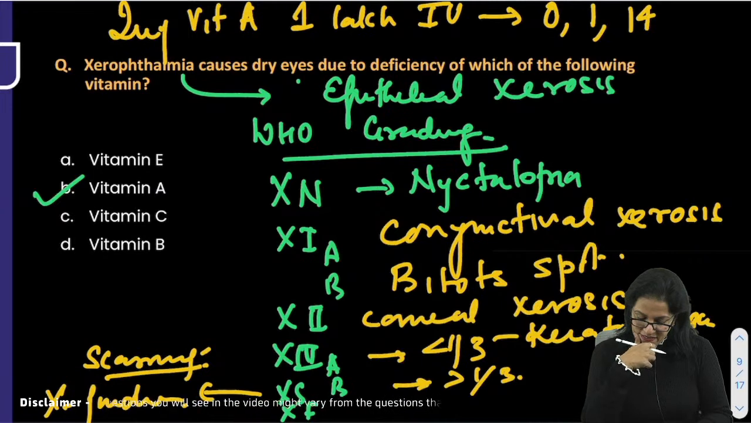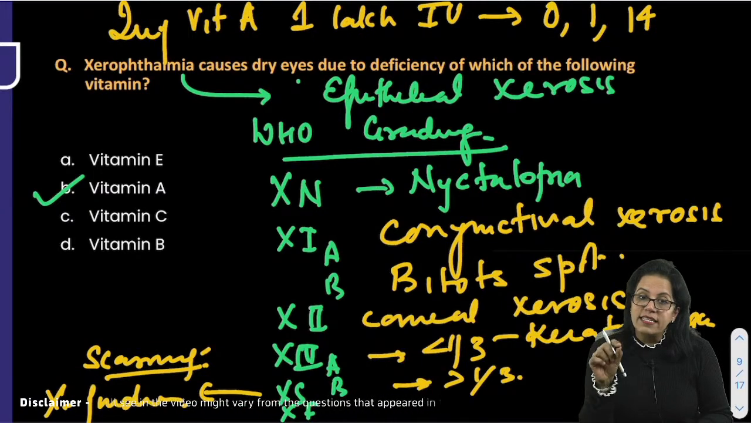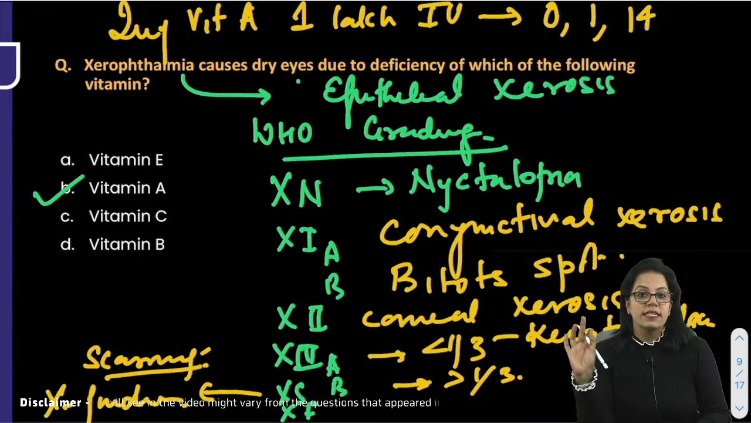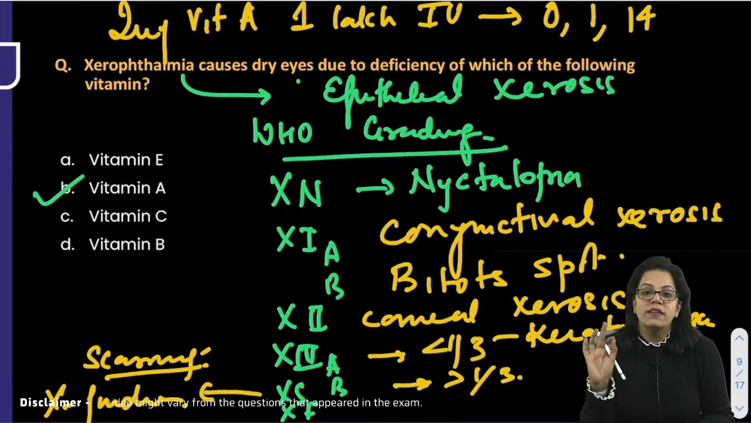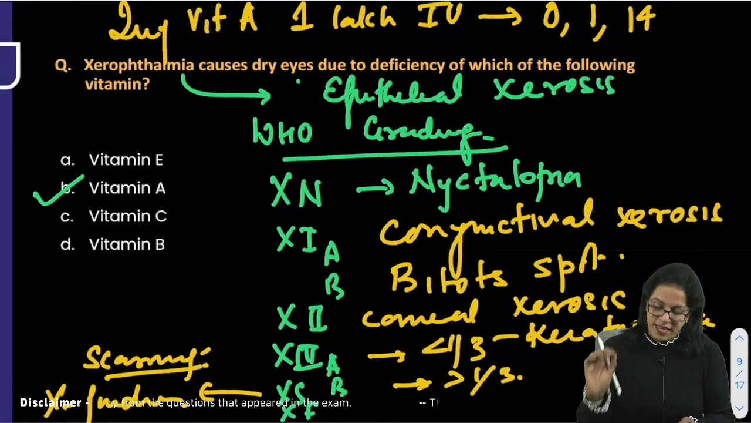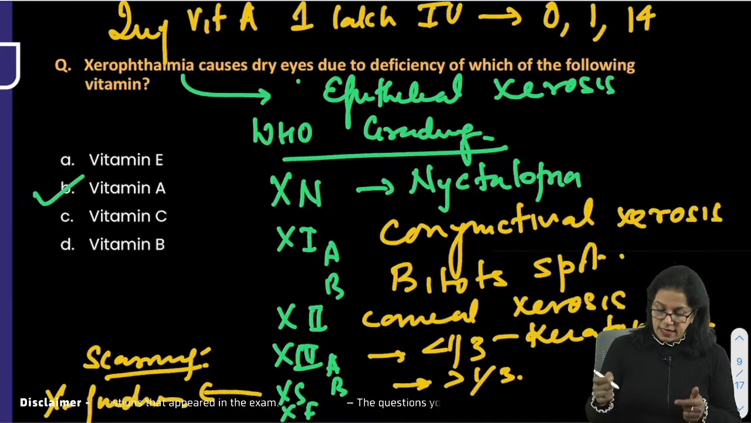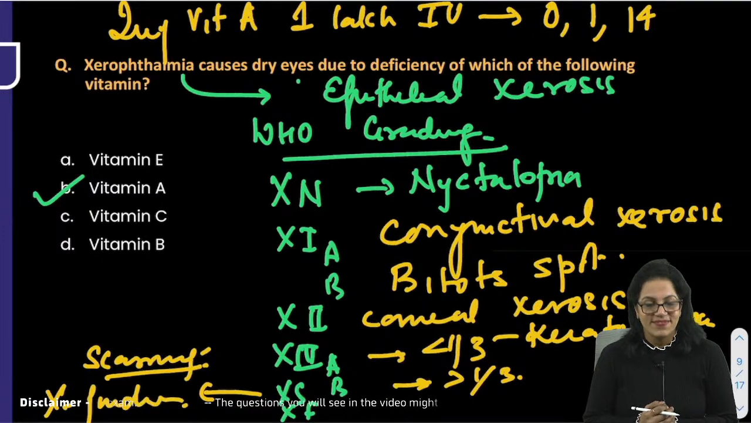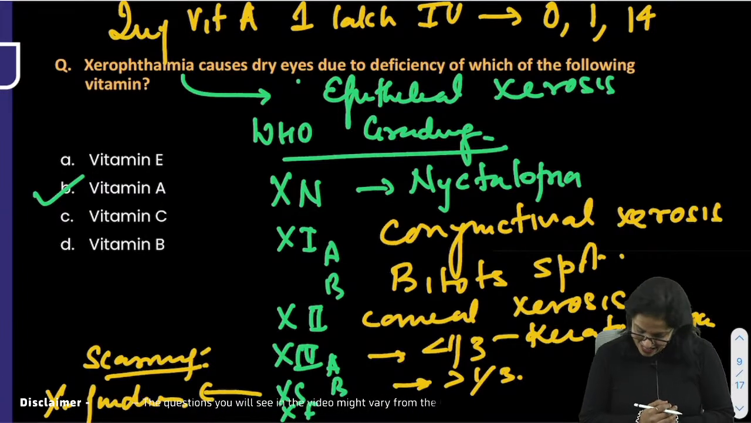So anyway, injectable less than 1 year, you should say 50,000 instead of 1 lakh. 50,000 international unit at 0, 1 and 14th day. Okay? And if I am giving oral, then this one will become 2 lakh, that one will become 1 lakh. So this way. Right? Okay.